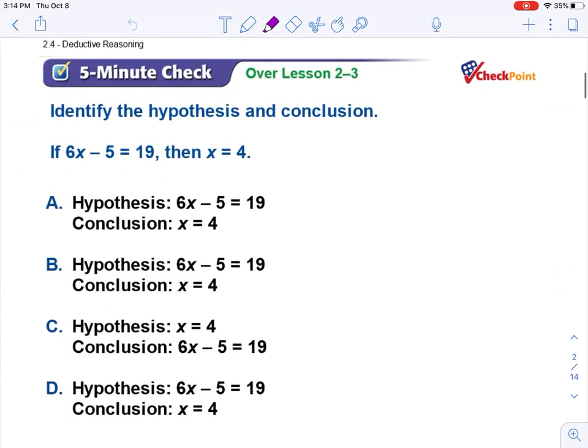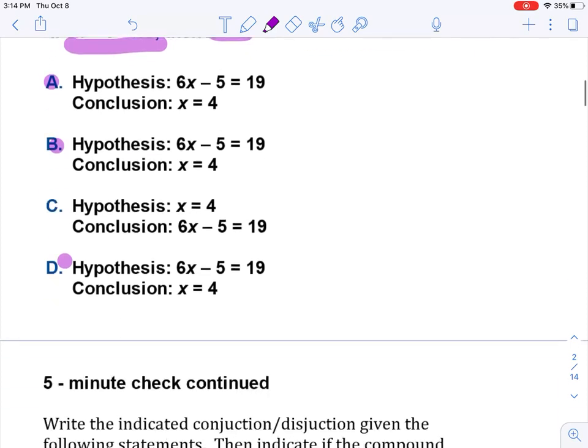So if you notice here, there's actually 3 correct solutions on this one. Identify the hypothesis and conclusion. So the hypothesis is always what follows the if statement, and the conclusion is what follows the then statement. Notice A, B, and D are all the same thing, so these are all actually correct solutions. I need to fix that.